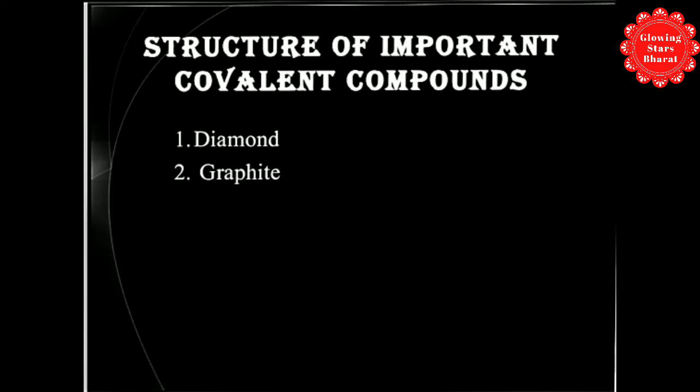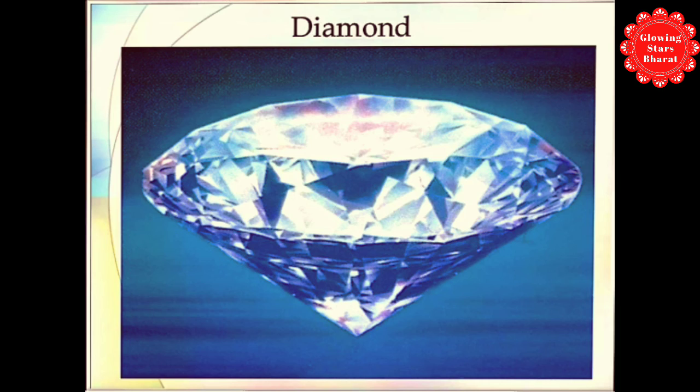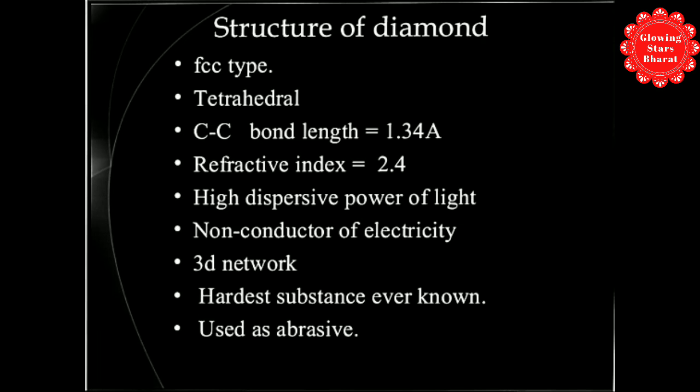Next is graphite. Structure of graphite. Characteristics of graphite: one of the softest substances ever known, 2D hexagonal layer structure, C-C bond length 1.45 A, interlayer distance 3.54 A, sliding nature, sp2 hybridization with one electron left over, specific gravity 2.2, electrical conductor, metallic luster, used as a good lubricant. See the figure, 2D structure of graphite.